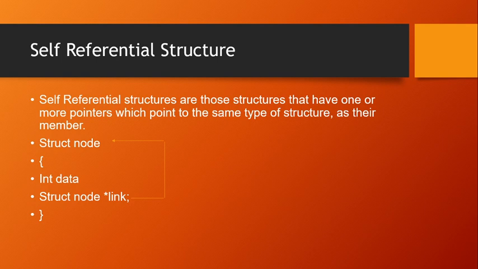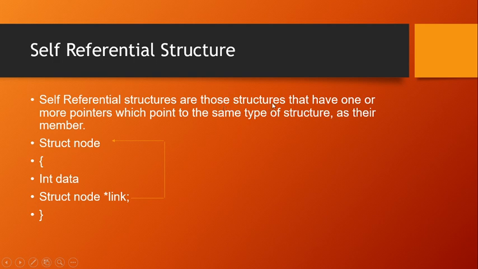Okay, so what is in these self-referential structures? Self-referential structures are those structures that have one or more pointers which point to the same type of structure as their member. So that is called self-referential structures. Let's see this example. Struct node: int data is there, and struct node *link. When you see this pointer, it is actually pointing to the node itself. Its type is node, and this pointer is pointing to this. That is called self-referential structures.